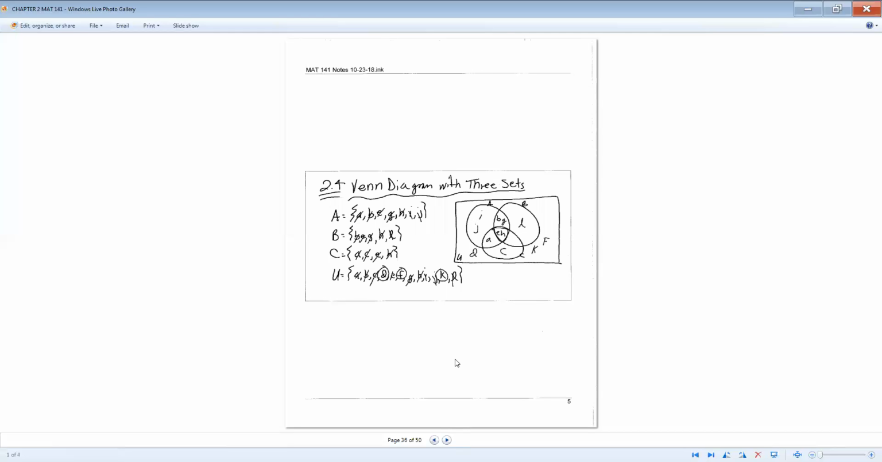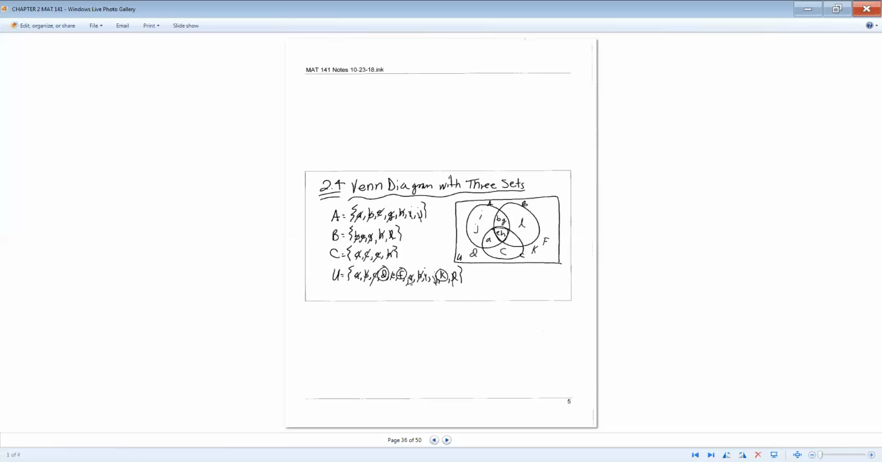So Venn diagram with 3 sets. If I was doing this on the board, I would erase all this and wouldn't have any of the slashes. So we have set A is a, b, e, g, h, i, j. Set B is b, e, g, h, l. Set C is a, c, e, h. And then the universe is a through l.